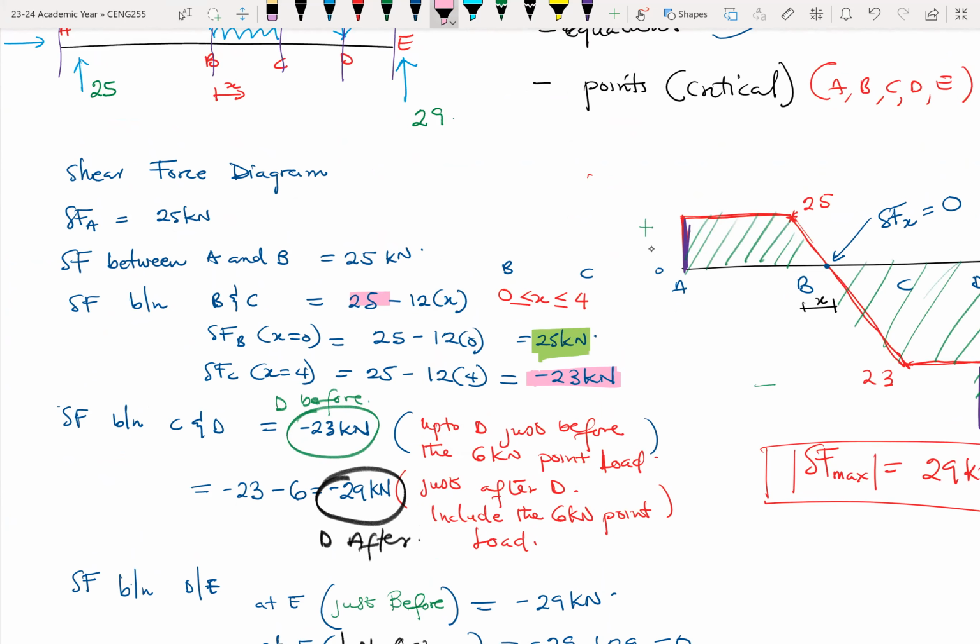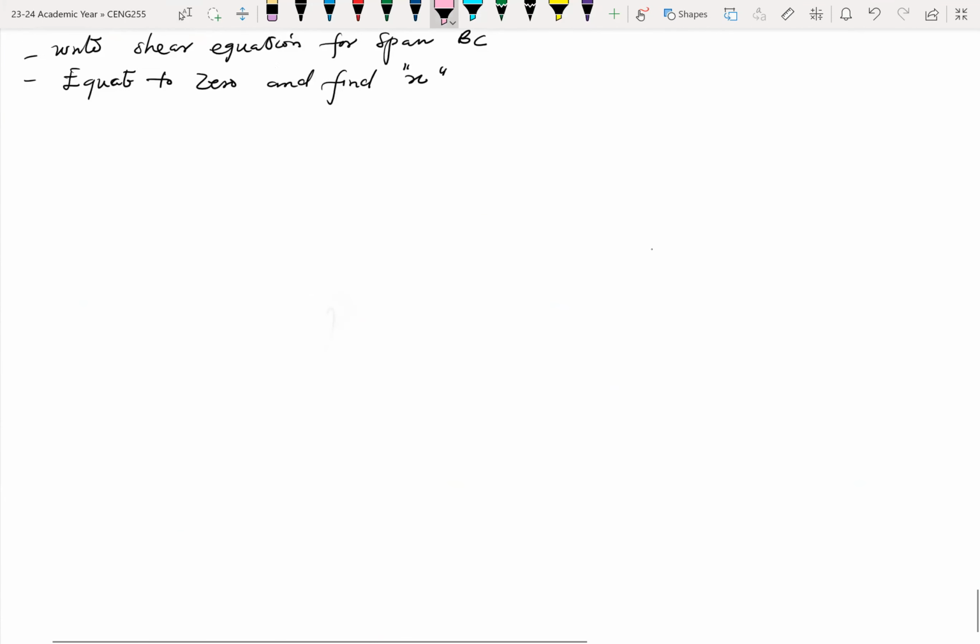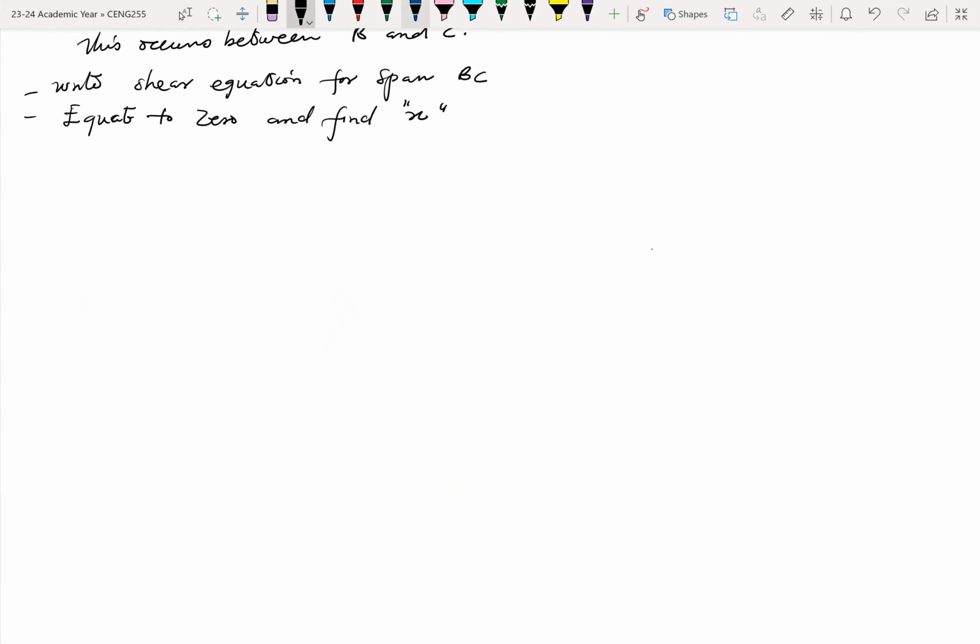Okay, so this is our equation here, 25 minus 12x. So we come back all the way down, 25 minus 12x, and we equate this to 0, and we find the x. So x is simply 25 over 12, and that'll give us what? 25 divided by 12. That'll give us, I think, 2.0833. 0.83 is fine, meters. Okay.